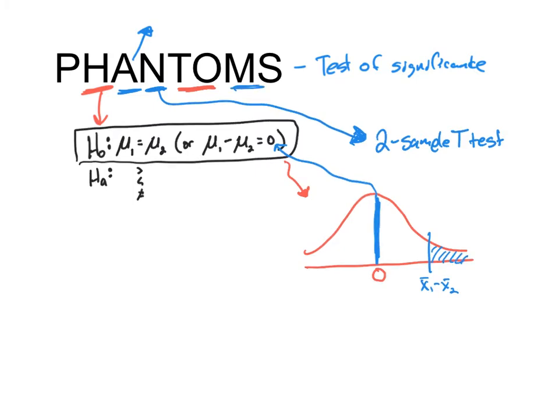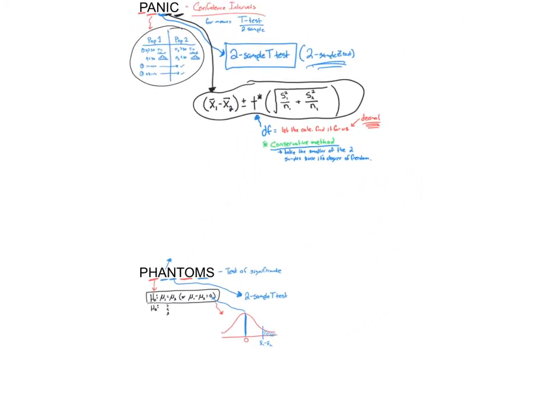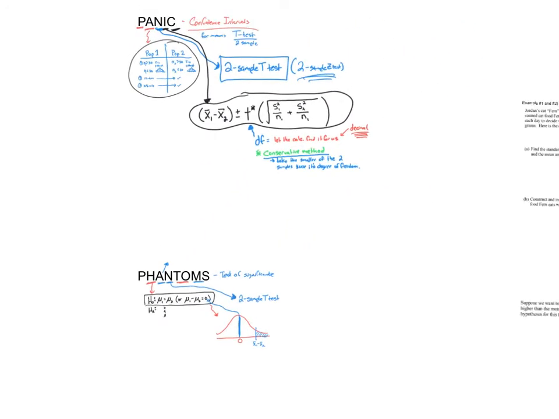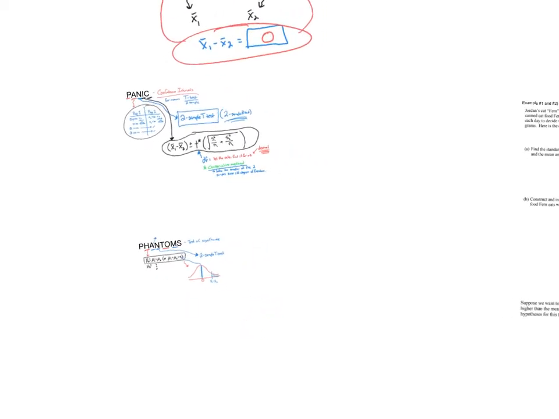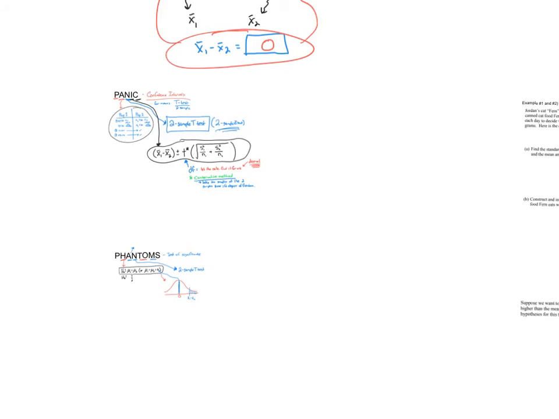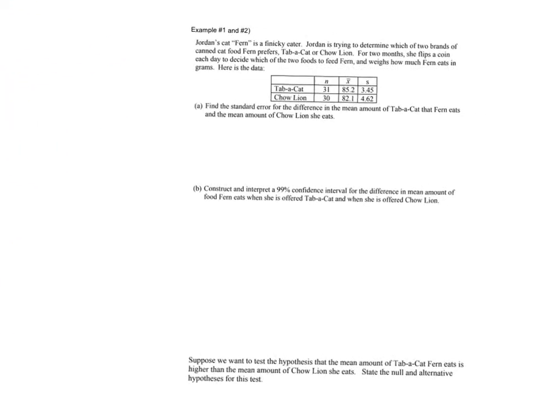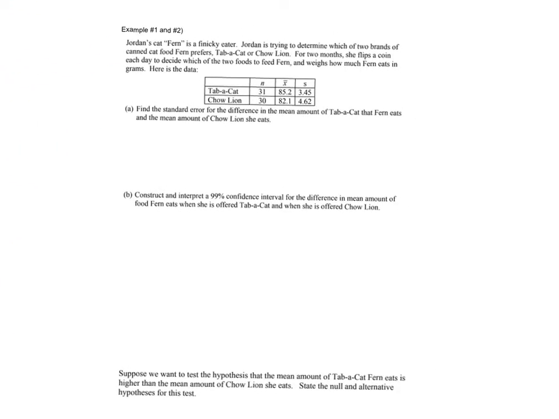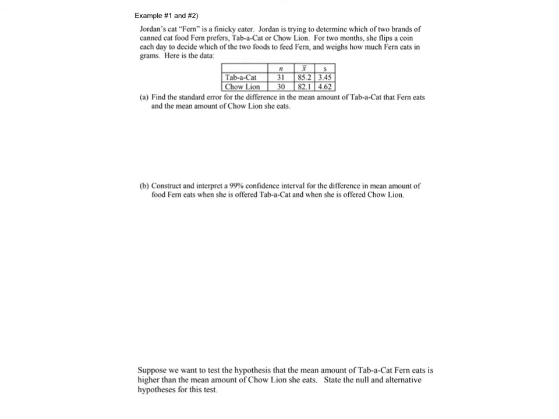Make a decision, just like we've always made a decision, alpha versus p-level. You got it. Summarize, just like we've always summarized. All right? Hopefully that gets you on the right track right there. All right, so with that, let's just take a moment and look at an example that's going to go right alongside this thing here. Okay, so I got example 1 and 2 here because we're going to try to mix these ideas of a panic problem versus a phantoms problem, right?